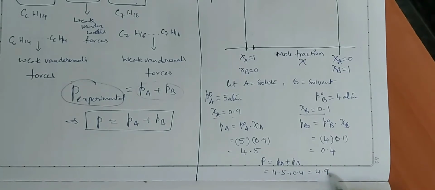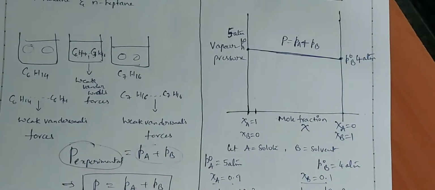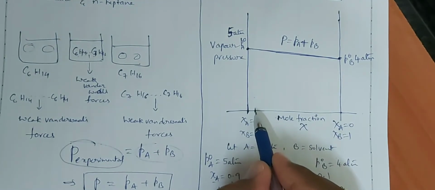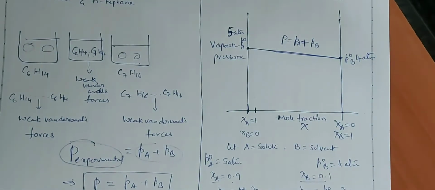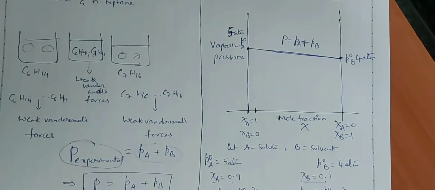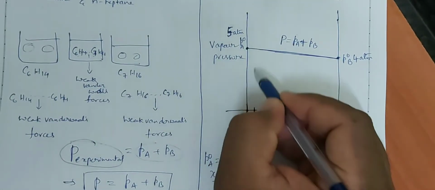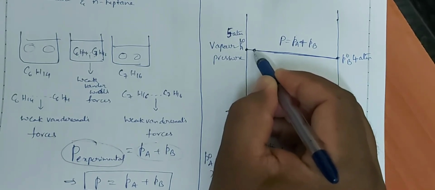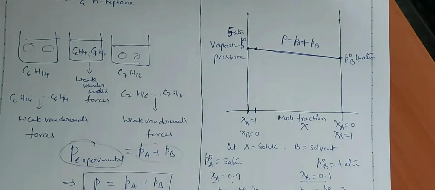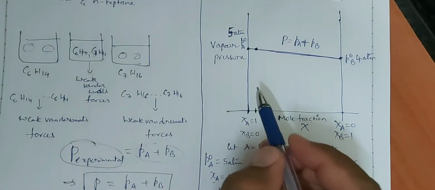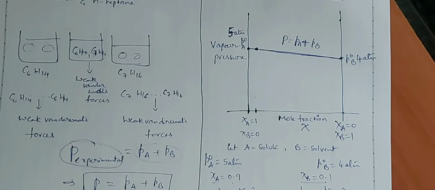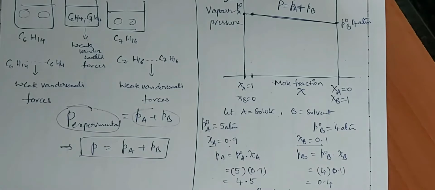which is 4.9. Observe, P naught A value is 5 atmospheres. At this point total pressure is, now only we found, 4.9 atmospheres. 4.9 is slightly lower than 5, so the point will fall here. Is it correct? The point will fall here. Observe this calculation and observe the point carefully.